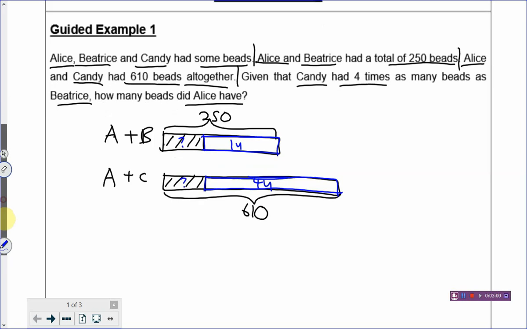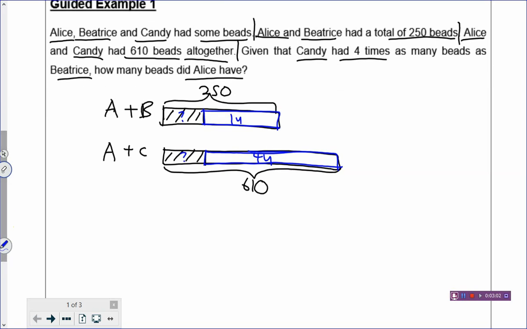So how do we solve the problem? You always look at the differences. When you draw a comparison model, think about the difference. Can you find the difference? The difference is here. How do we find the difference? You look at the units and find the difference in the units. So 4 units minus 1 unit gives you a difference of 3 units.